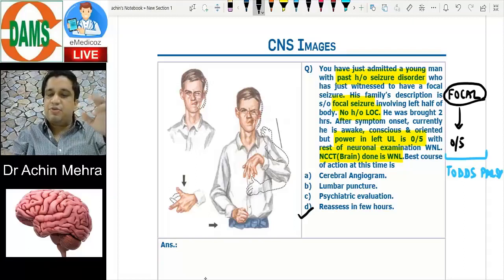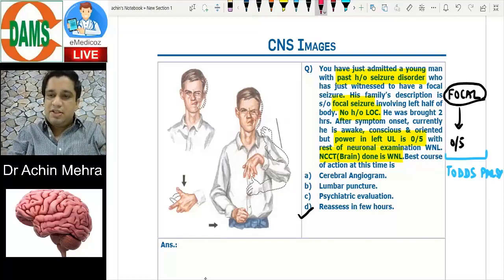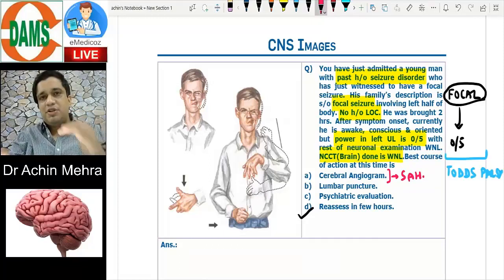Reassess in a few hours, right? Cerebral angiogram is something that is done to find an aneurysm in the brain, but that would only help when the patient has a disease like subarachnoid hemorrhage, SAH. Now look at the question again. This particular history doesn't fit a history of subarachnoid hemorrhage, and most important, the CT scan doesn't reveal a subarachnoid hemorrhage. So doing a cerebral angiogram is just a waste of time and money both.